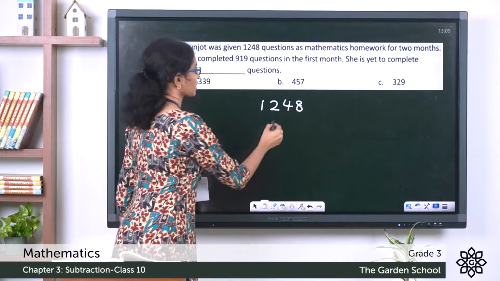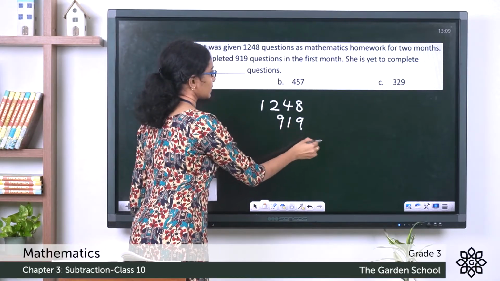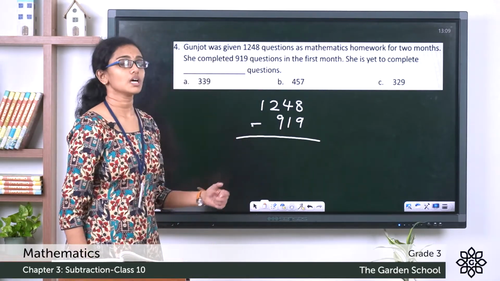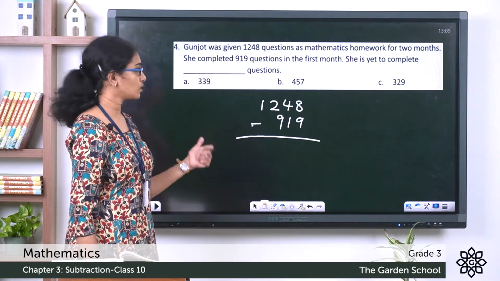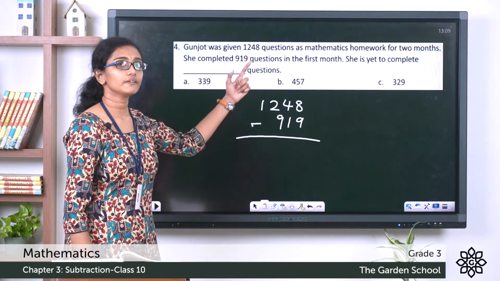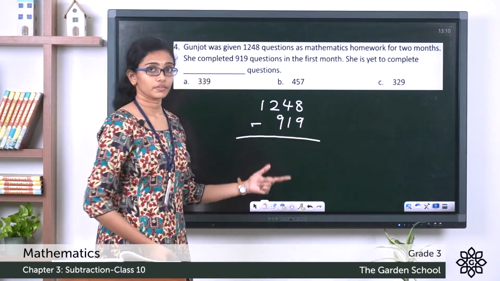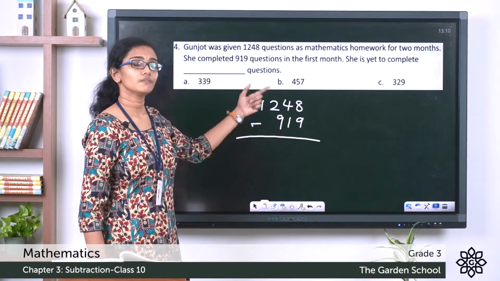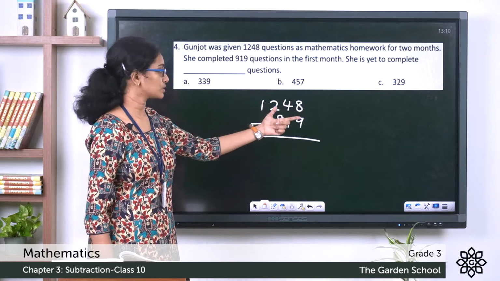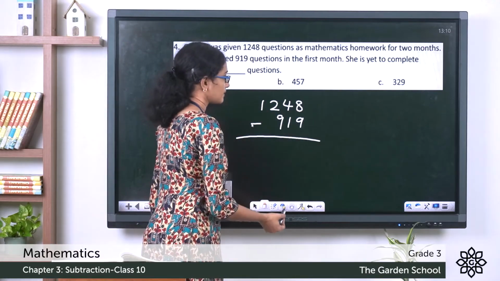She completed 919 questions in the first month. Now how many more questions are there for her to complete? How do we find that? We have to subtract the number of questions she completed from the total number of questions she was given. So these are the values.